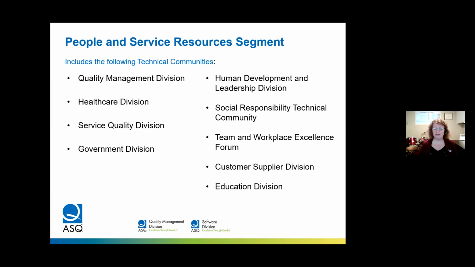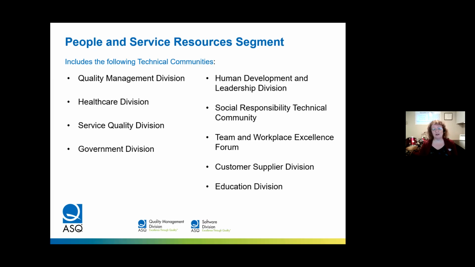The government division are members that work with local, state, provincial, or federal agencies. They advocate for quality principles and tools to help transform the public sector and to try to push those quality principles and tools within that sector. The Teams and Workplace Excellence Forum provides leadership and recognition opportunities to help people with teams, organizations, and achieve performance excellence.